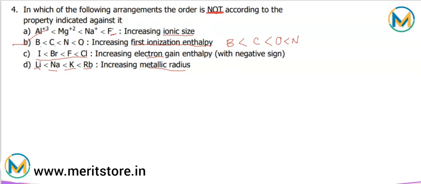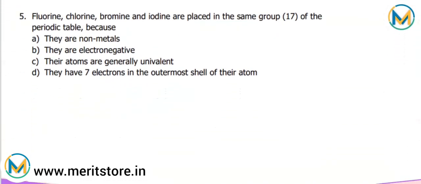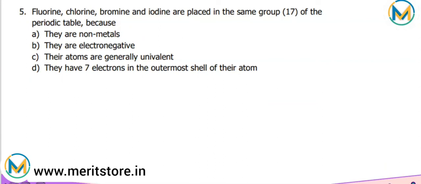And the last question, fluorine, chlorine, bromine, and iodine are placed in the same group 17 of the periodic table because the reasons are: they are non-metals. So it's not that reason, because there are other elements also which are non-metals. So the reason why fluorine, chlorine, bromine, and iodine are placed in the same group, group 17, is not this. Looking at option B, they are electronegative. There are very different elements which are also electronegative, but they are placed in different groups.